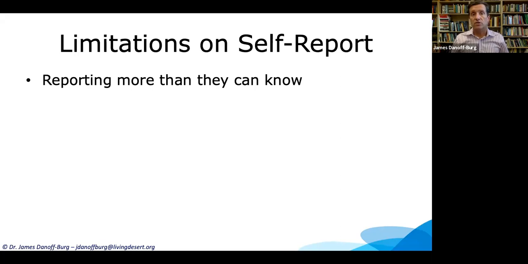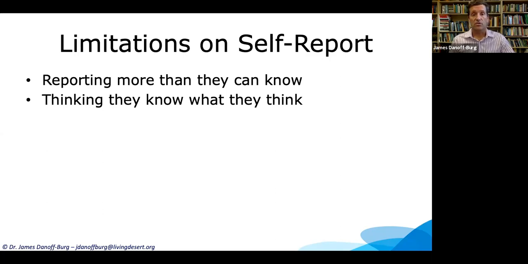You don't really know what they don't know because you're trusting them to tell you the truth. So because of that, these kinds of self-report data are often sort of challenging and can lead to some incorrect conclusions because people might not tell you the truth of what they know or what they think.